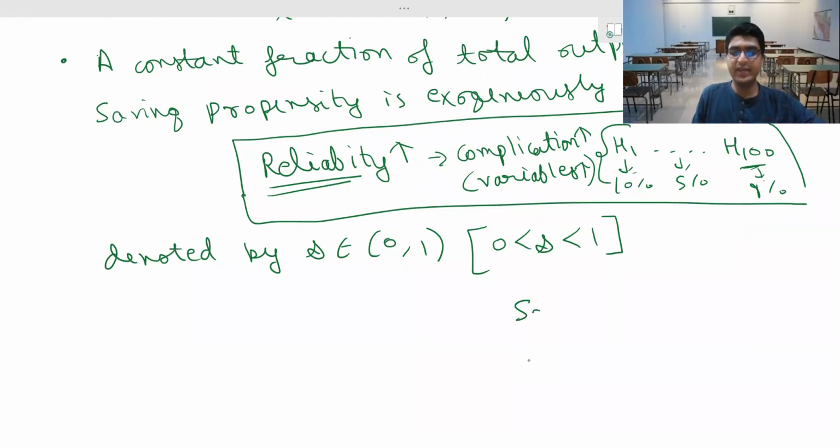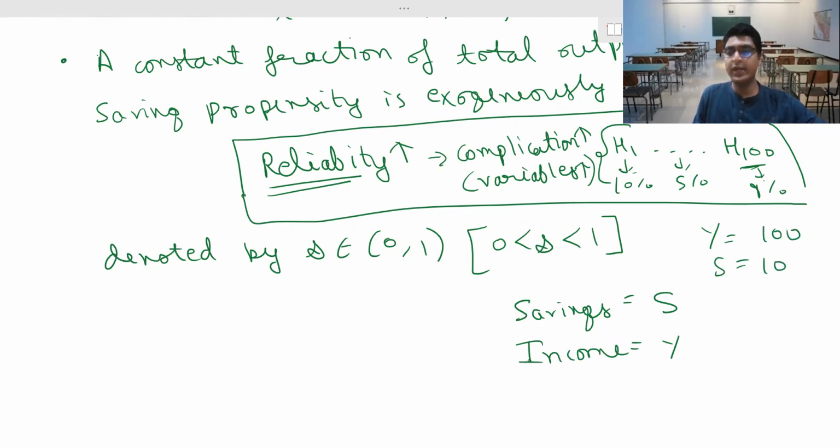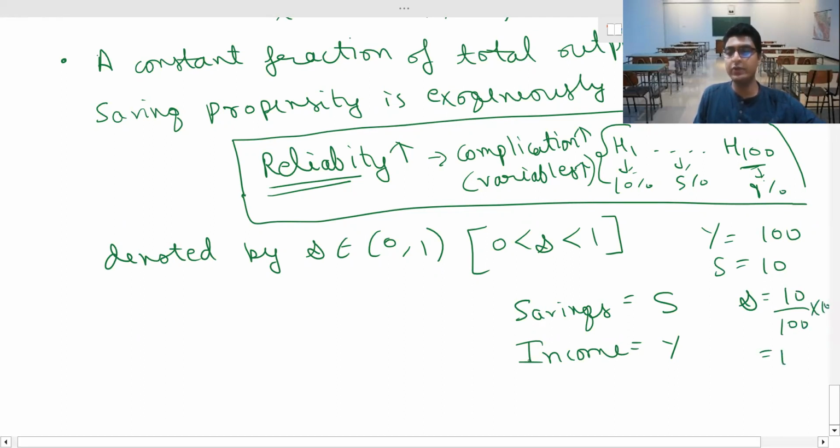So if savings is equal to capital S, income is equal to Y. So let's say income is equal to 100, savings are equal to 10. So saving rate will be equal to 10 upon 100, into 100, which is equal to 10%. Okay.